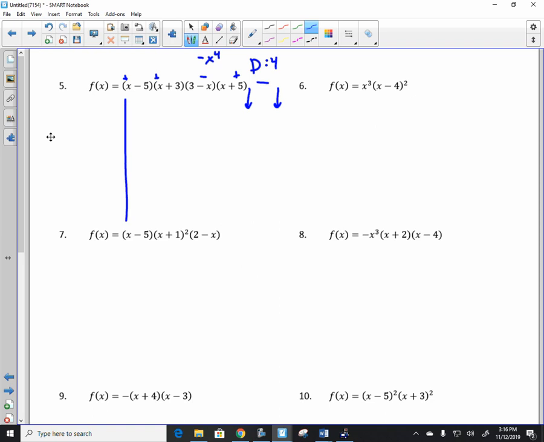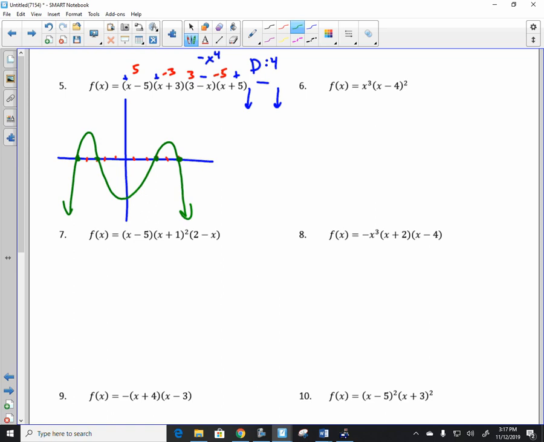So there we have it. Starts down, finishes down. It looks like it's going to cross through 5, negative 3, 3, and negative 5. So I got to plot 1, 2, 3, 4, 5. 1, 2, 3, 4, 5. Plot 5 and 3, negative 5. Starts down, finishes down. They're all single roots. Just looks like that.